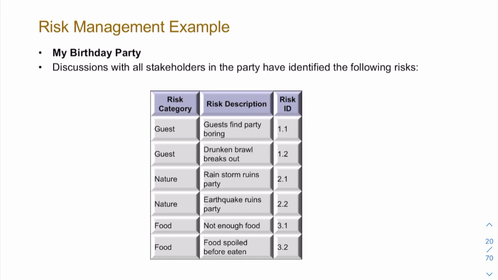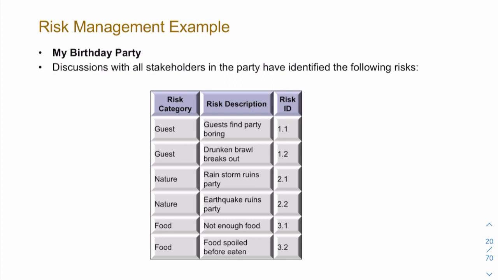Obviously, there's me, and there's my friends and family. So there's the guests. Who else is a stakeholder? Well, you've got my neighbors, they'll be affected. You've got the suppliers, the caterers. You've got my family, you've got perhaps the family of the guests. All of these people are stakeholders and will be affected in some way.